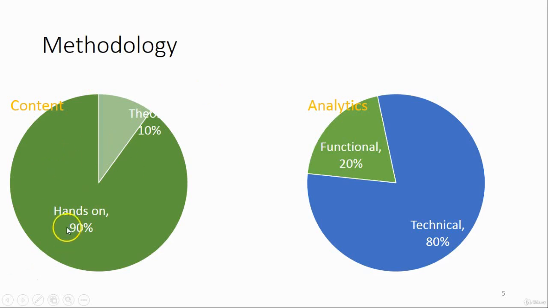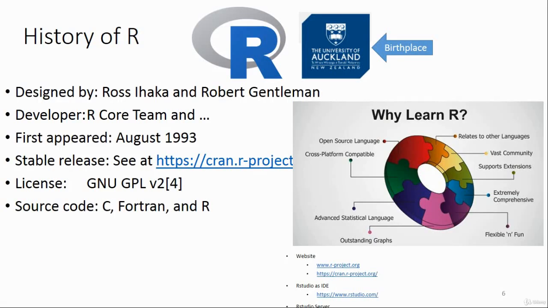Methodology: 90% hands-on, around 10% theory, and a little bit technical in nature, so that you learn the technology by doing it. And let us start with the very start, the history of R. It was designed by Ross Ihaka and Robert Gentleman. This was designed almost, if you see the first chapter, in 1993, almost 25 years from now.